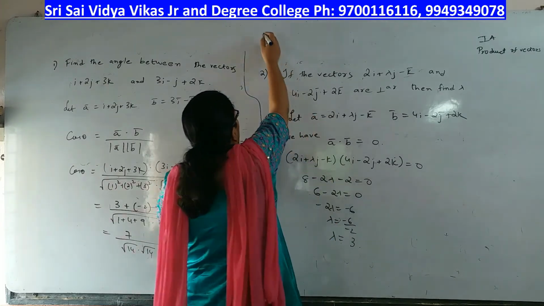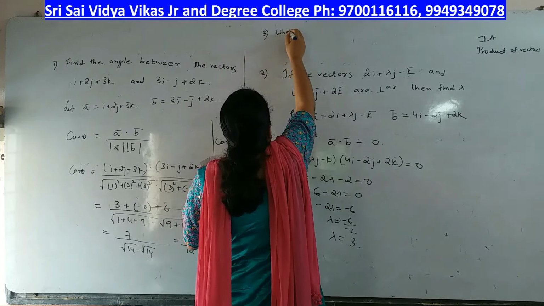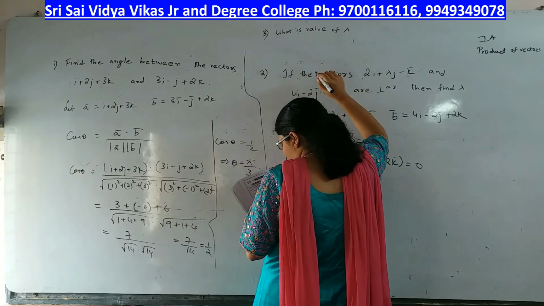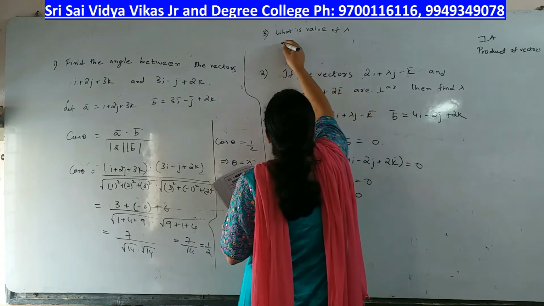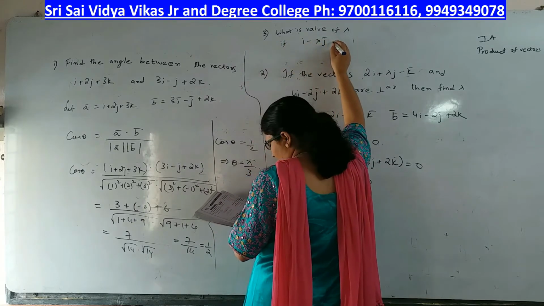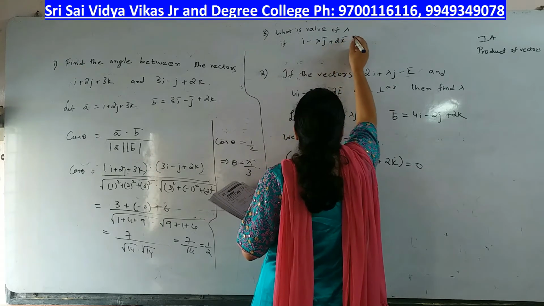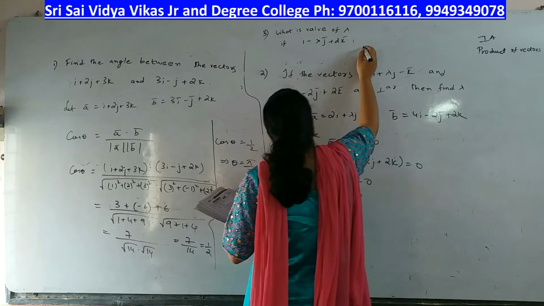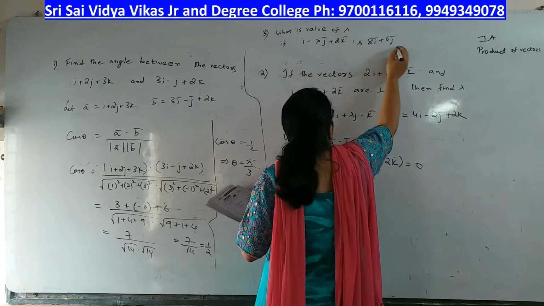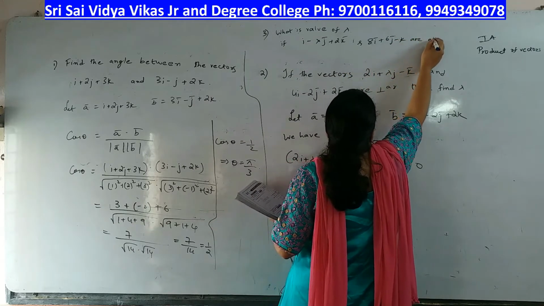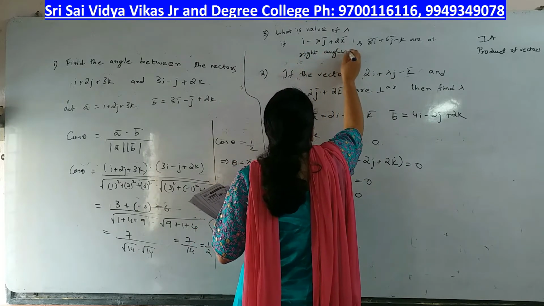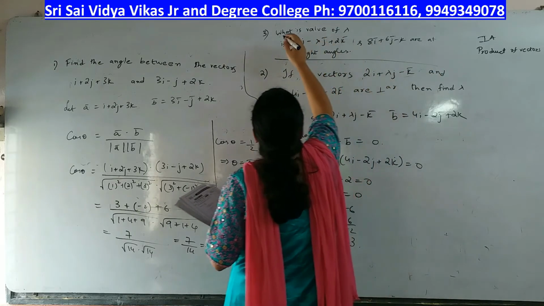What is the value of lambda if i minus lambda j plus 2k and 8i plus 6j minus k are at right angles? This is what you have to find. Take this for homework.